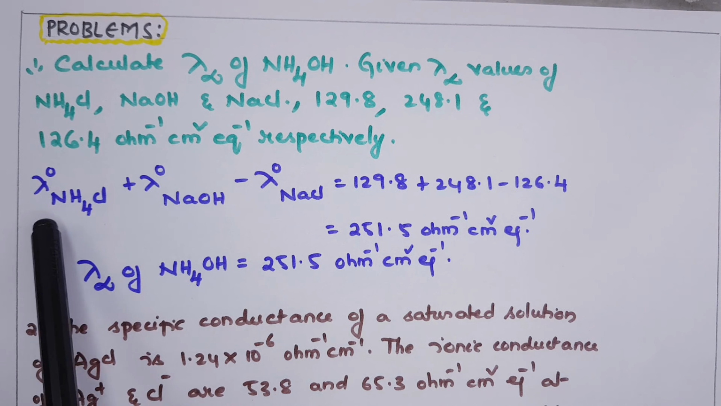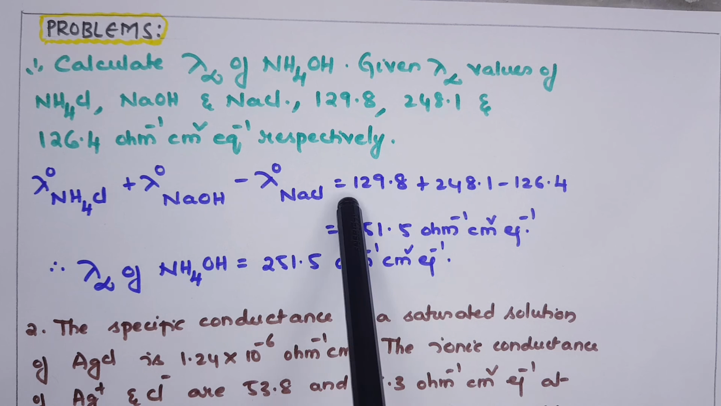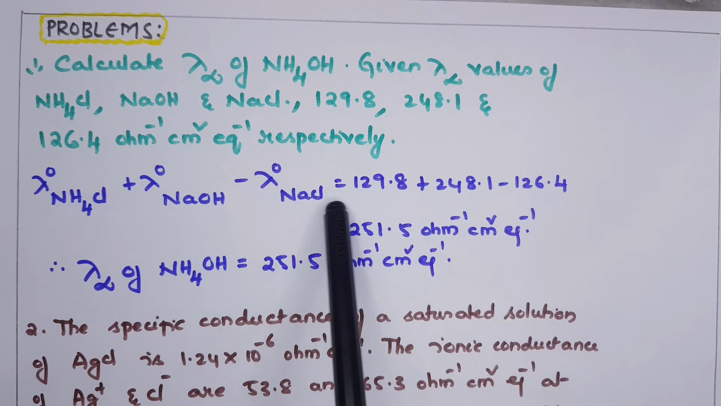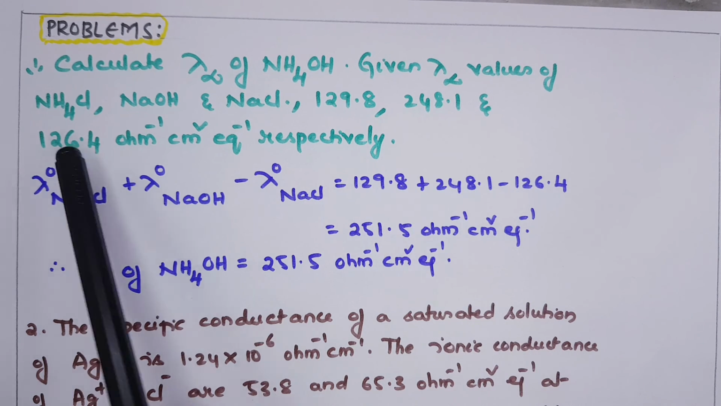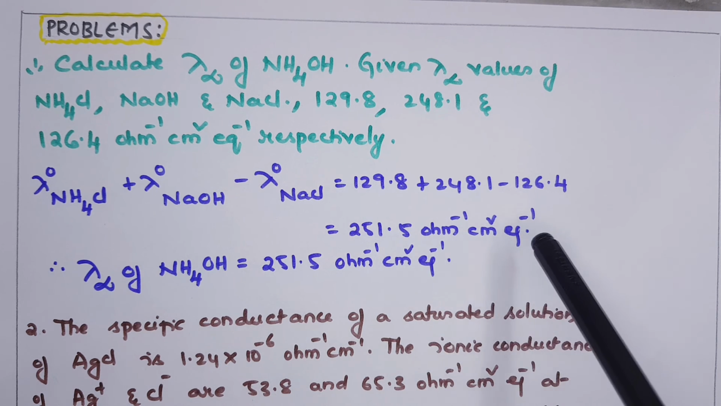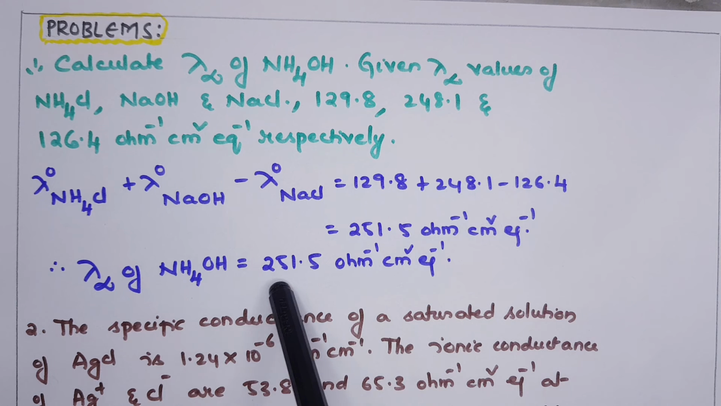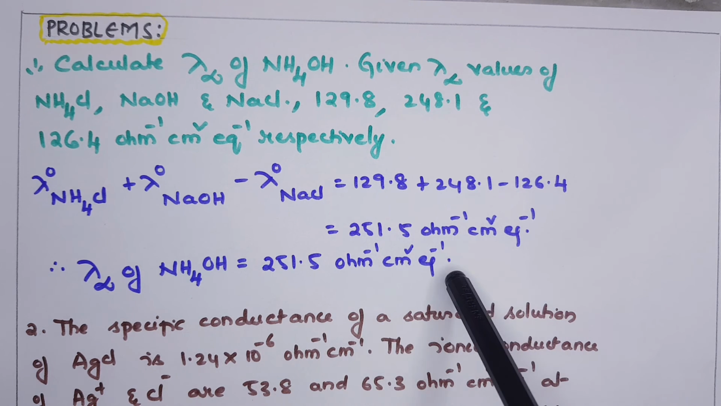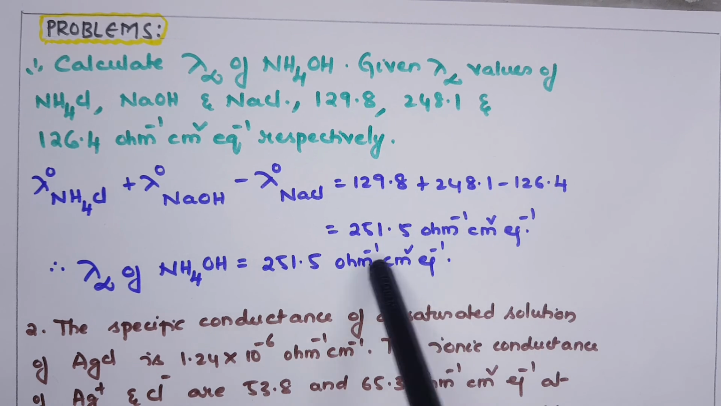Okay. Now, write down the formula. Lambda naught of NH4Cl plus lambda naught NaOH minus lambda naught NaCl is a direct substitution, students. So, 129.8 plus 248.1 minus 126.4 is equal to 251.5 ohm inverse centimeter square equivalent inverse. Therefore, lambda infinity of NH4OH is equal to 251.5 ohm inverse centimeter square equivalent inverse. When such numericals are there in the question paper, don't leave this problem, students. Write down the formula, do direct substitution, and you will get full marks.